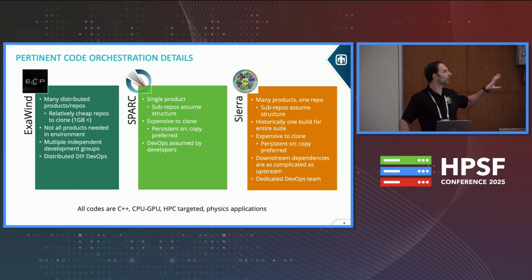So Exawind is an open source project. There are many distributed products and repos. There are many different teams that are trying to collaborate in an open source sense. As such, and by living on GitHub in nature, they are relatively cheap to clone. I didn't appreciate it until I moved more inside Sandia's fence at how expensive and large-scale things can get.